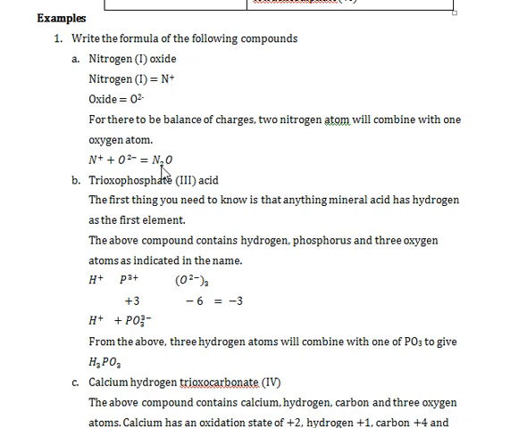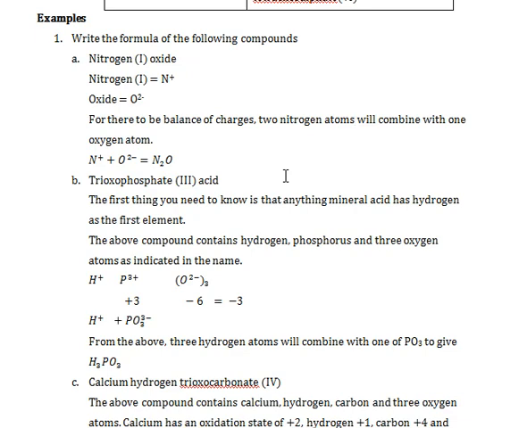And hence we are having N2O. Now, we say for there to be the balance of charges, two nitrogen atoms will combine with one oxygen atom. The two nitrogen atoms will create a 2 plus charge. Combining with one oxygen atom with 2 minus, that will give us 0. That means the compound has to be neutral. Now that's the first example.